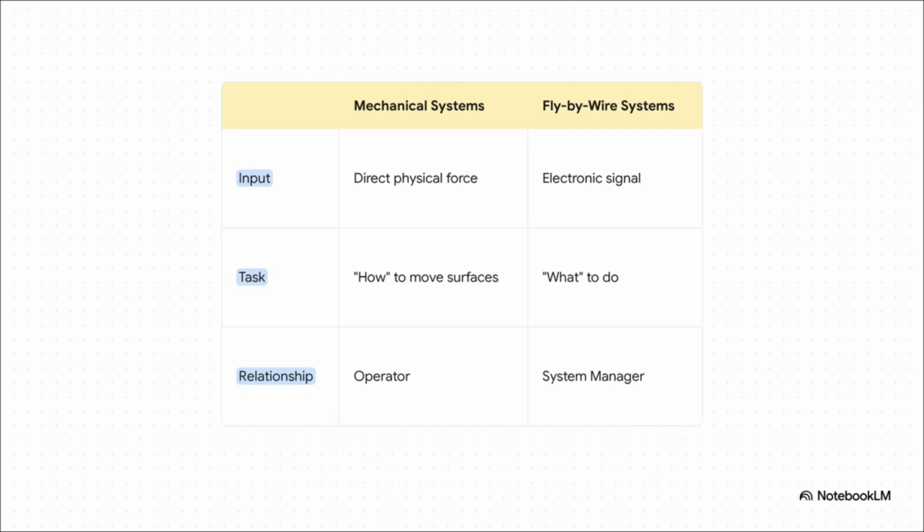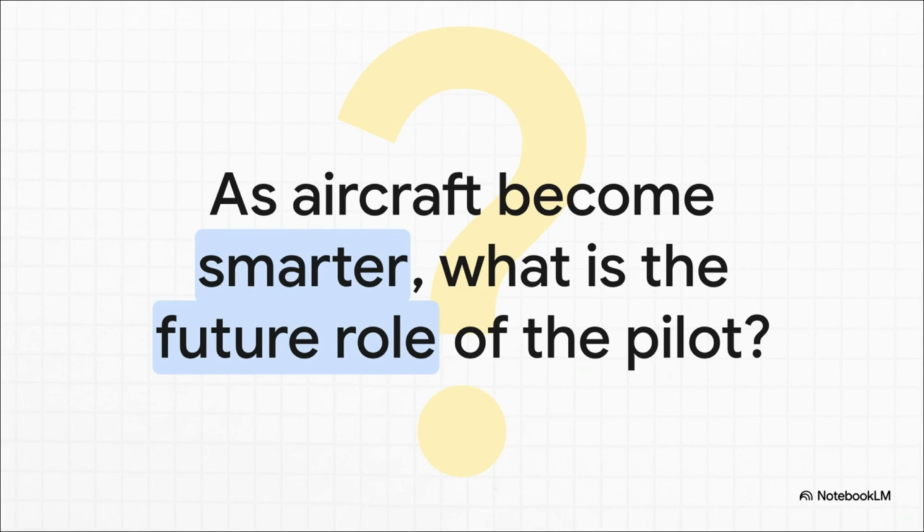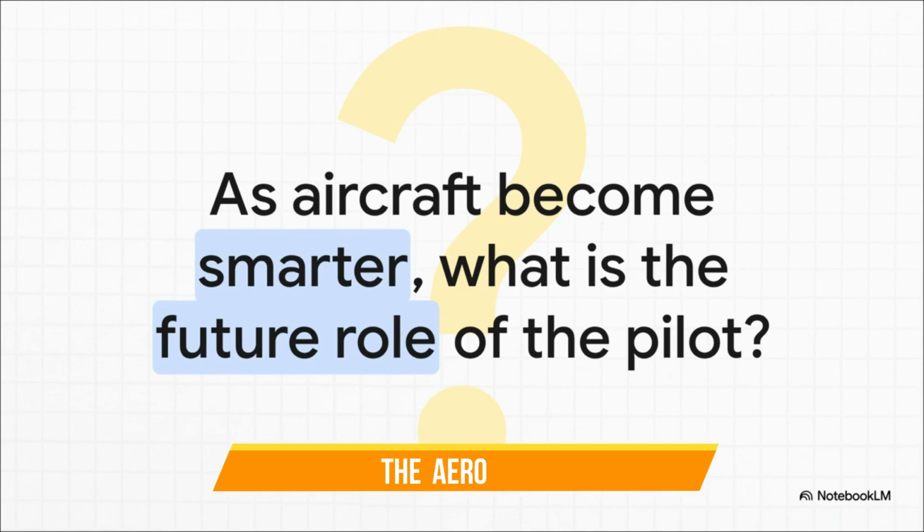Their job was to figure out how to physically move the surfaces to get the plane to do something. But in a modern fly-by-wire system, the pilot is more like a system manager. They just tell the computer what they want. I want to climb, or I want to turn left. And the computer flawlessly figures out the how. It's a fundamental shift.